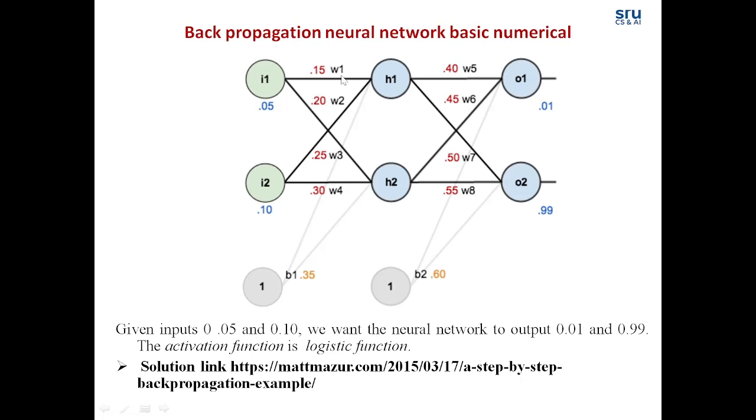Here we are having connecting weights, say W1 minus 0.15, W2 0.20, W3 0.25, W4 0.30, and hidden layer neurons H1, H2. These are the connecting weights from H1 to the output layers, and here say minus 0.40 weight values, W5, W6, W7, W8. Here we are having 0.01, here 0.99. So here we want the output, say the activation function is logistic. So the whole solution of this one can be found on this link.